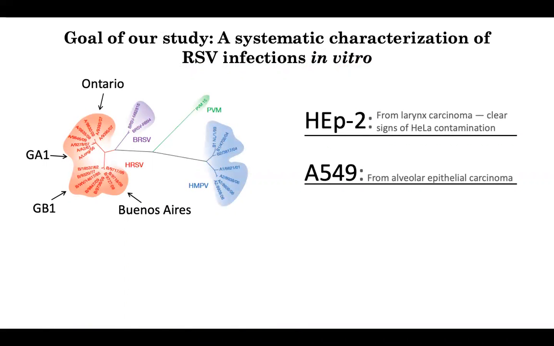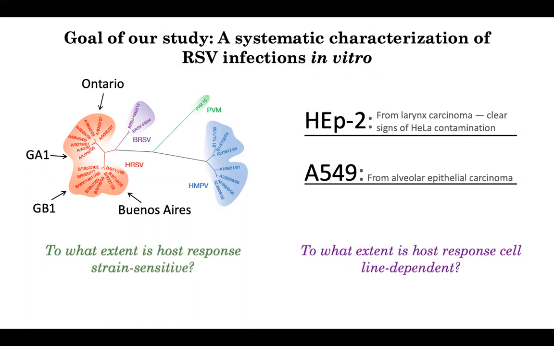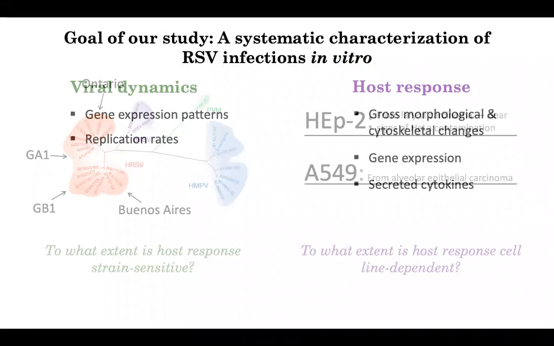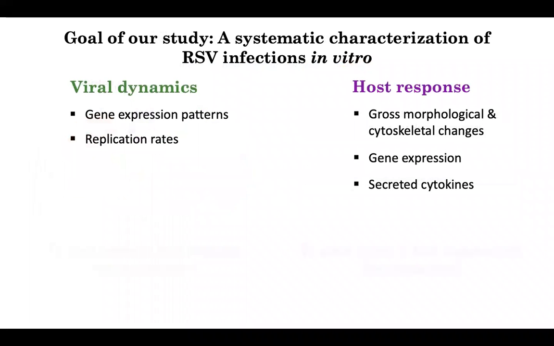Specifically, our goal was to complete a systematic characterization of RSV infections in vitro using a representative set of subgroup A and B RSV strains. The Ontario and Buenos Aires strains are more similar to circulating strains than GA1 and GB1, which were isolated decades ago. We also used two of the most widely used cell lines in studies of RSV to date. We wondered, to what extent is the host response strain sensitive, and also to what extent is the host response cell line independent, or cell line dependent, excuse me.